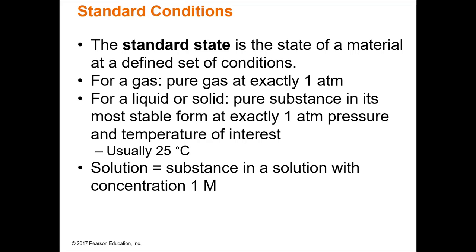So there are a set of conditions that we use to define the standard state. For a gas, we would have a pure gas at exactly 1 atmosphere. So if it's a mixture, we would not have standard state. If we have a liquid or solid, it is a pure substance in its most stable form, again at 1 atmosphere. And the temperature is usually 25, but we might be given additional information about the temperature as well. If it is a solution, the substance has a concentration of 1 molar. So these are the standard state conditions, and when we look up information on a table, we're typically going to be looking up standard state information.